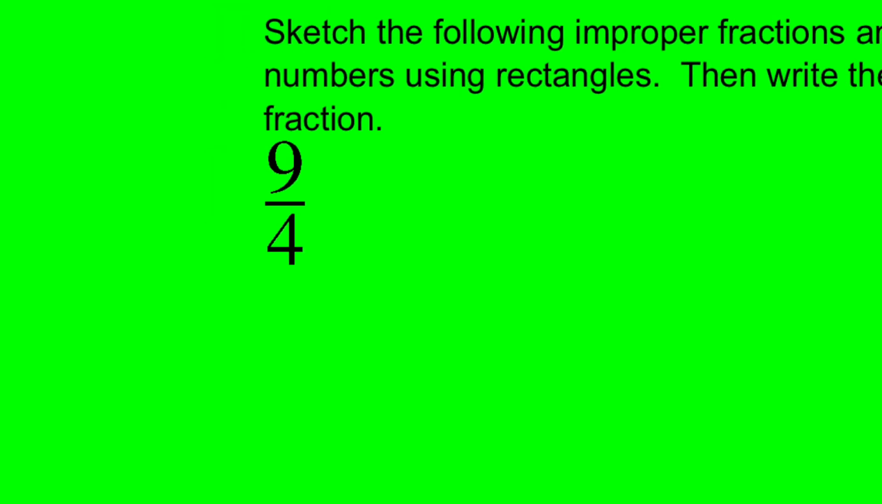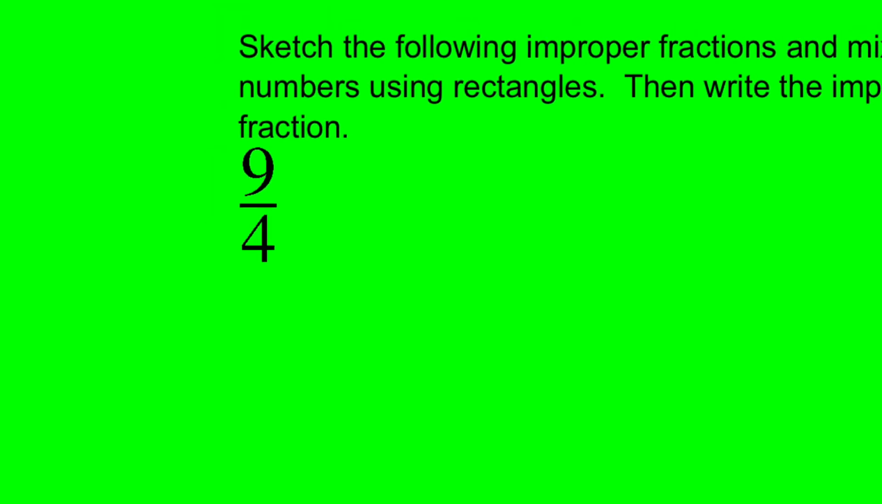So this improper fraction is 9 over 4. It's an improper fraction because its numerator, 9, is larger than its denominator, 4. But what does that actually mean? Well, what the denominator 4 means is that we need to have shapes that are divided into 4 equal parts. And the 9 means we have to have 9 represented out of those 4. So this is what this means.